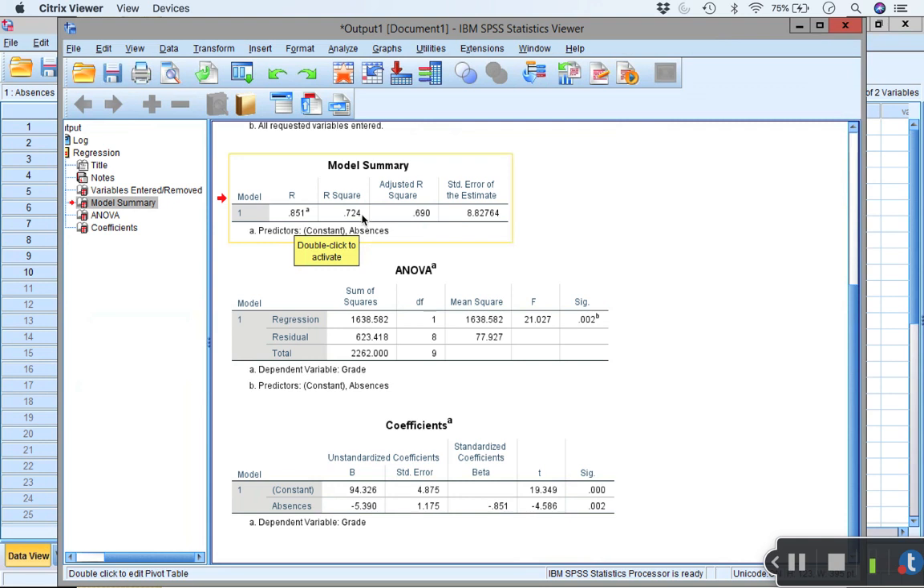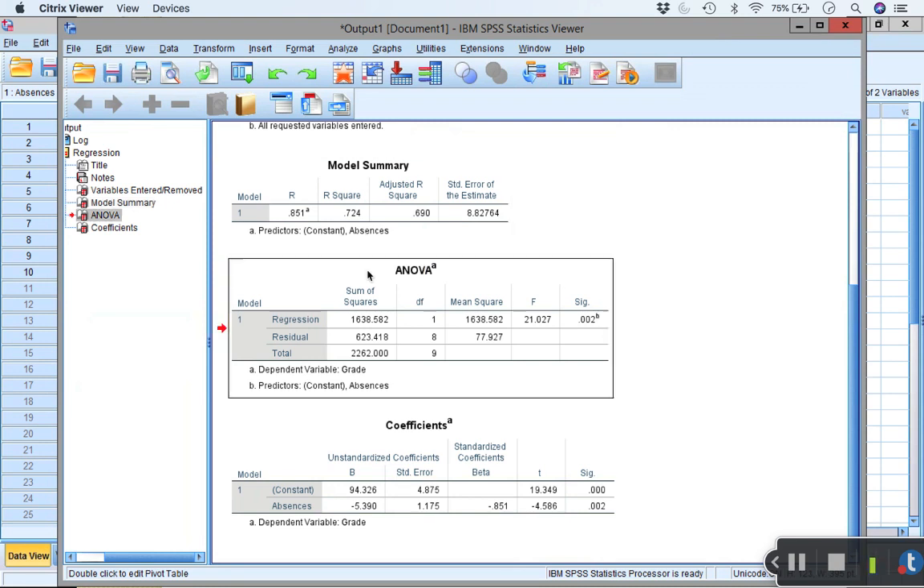And again, if we just move the decimal 2 places to the right, I would get an R square value of about 72.4%. So what that's telling us is that about 72.4% of the variation in exam grade, in this case, can be explained by absences. And the ANOVA table is telling us that we're doing a significantly good job of predicting that variance.